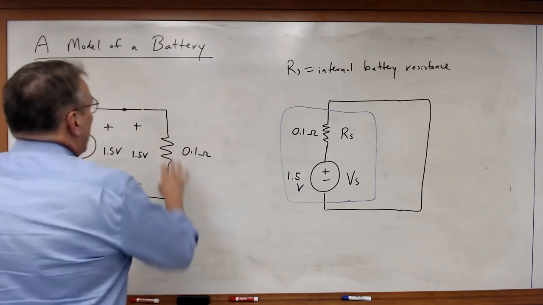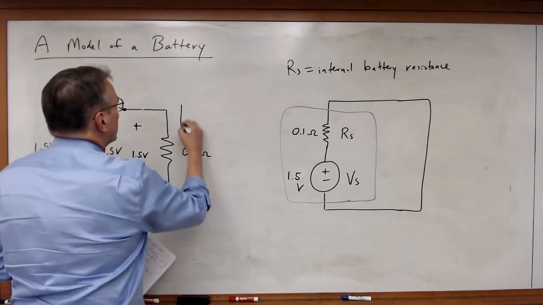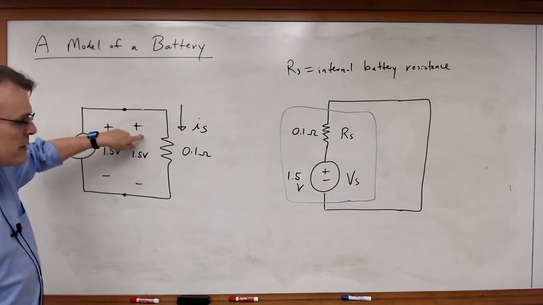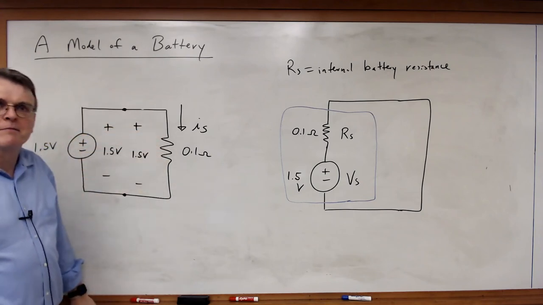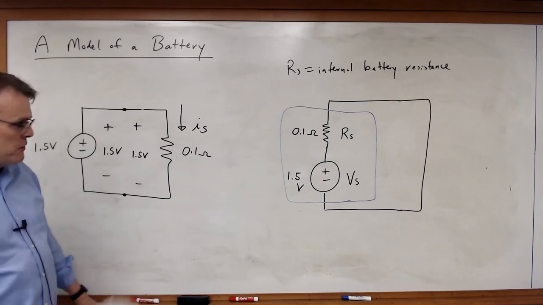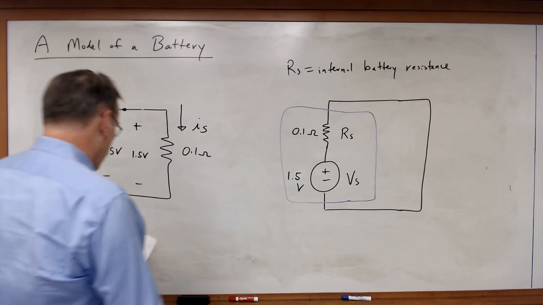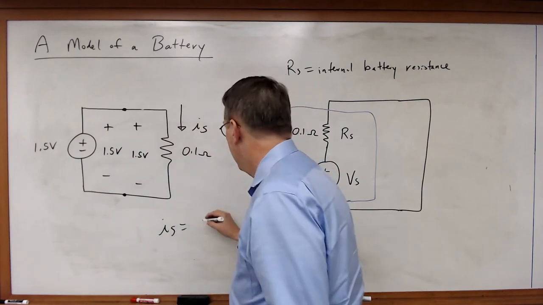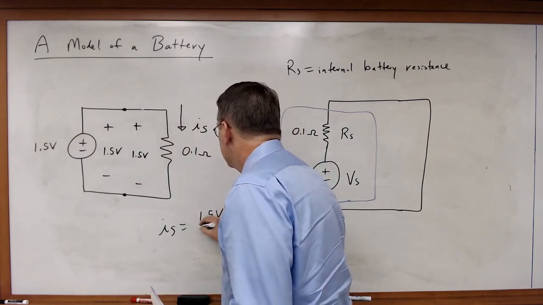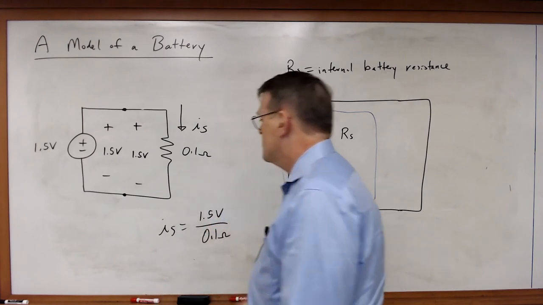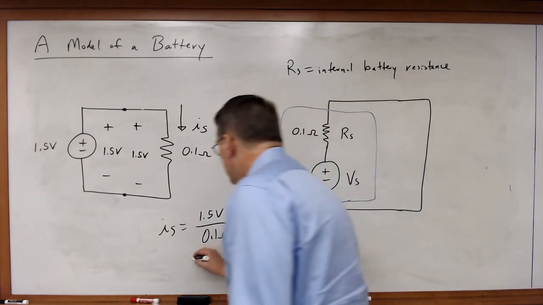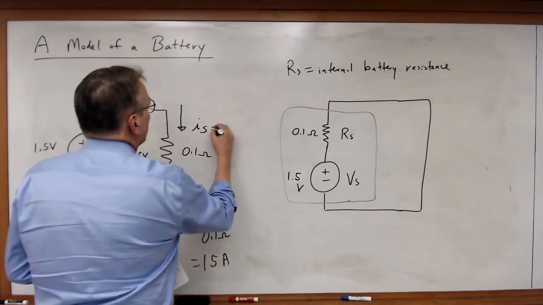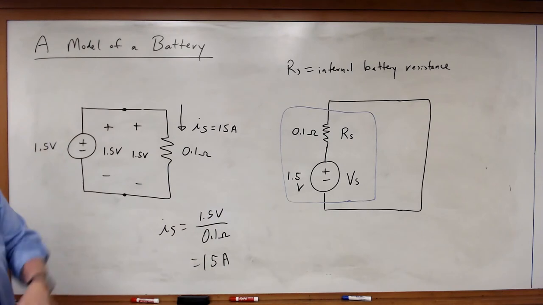So in this case, I'm going to apply Ohm's law. I'm going to define a current I sub s entering the positive end of the voltage across that resistor, once again using the passive sign convention. And so in this case, I sub s is equal to 1.5 volts divided by 0.1 ohms, which will be equal to 15 amps. So this must be 15 amps, according to Ohm's law, flowing into that resistor.